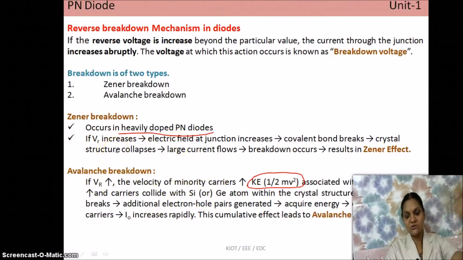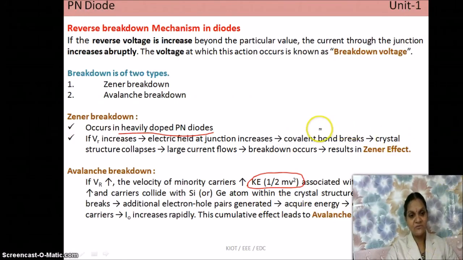Because of this collision, covalent bonds will break down, and a large number of electron-hole pairs will get generated. Those also acquire additional energy, again collide, and again more electrons come out. So this process is cumulative. As a result, at one instant of time, the current flowing through the diode increases rapidly. This effect is called the avalanche effect.